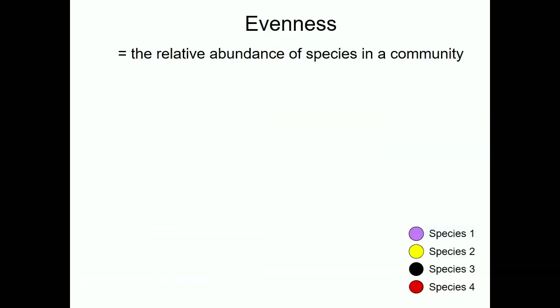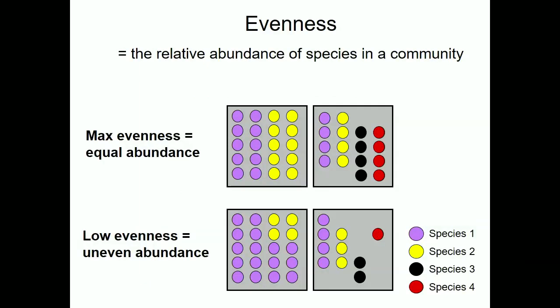And then you have evenness, which is then the opposite. So it doesn't matter how many species you have. It's just the relative abundance. So this is maximum evenness. You can see the relative abundance is even between 2 species and between 4 species. And that's the same value of evenness. And same for low evenness, which is when you have uneven relative abundance. And again, it doesn't matter how many species you have.